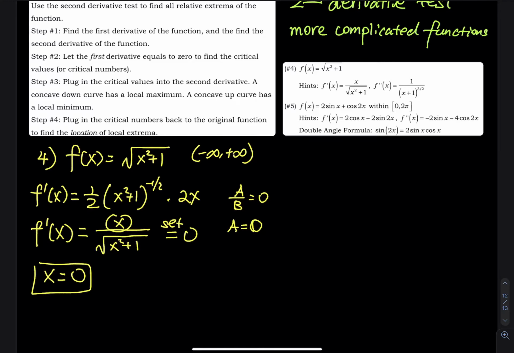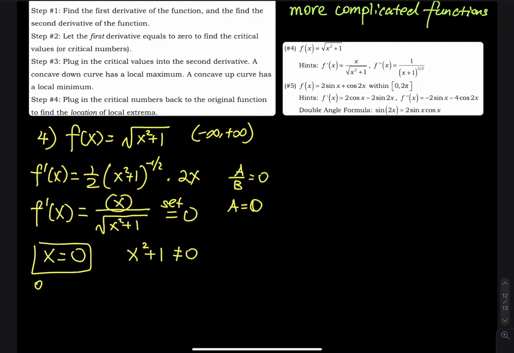Do we have to worry about the function not being differentiable at a certain value of x? The answer is no. x can be anything you want, right? Even though you consider the bottom, x squared plus 1, it can never be equal to 0, so there is nothing to worry about. So in this problem, x equals 0 is my only critical number. And then you proceed to the second derivative.